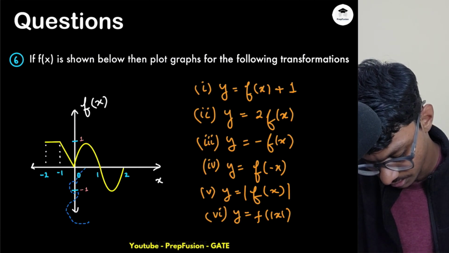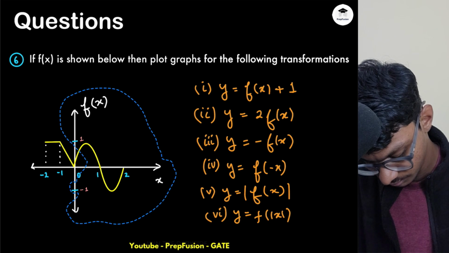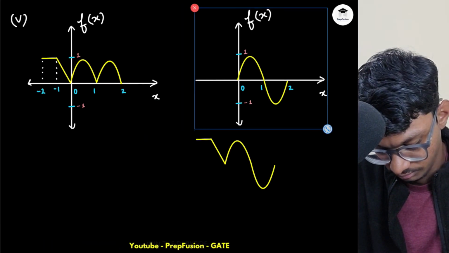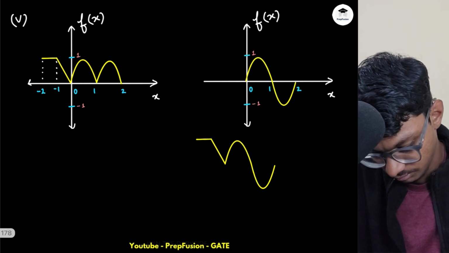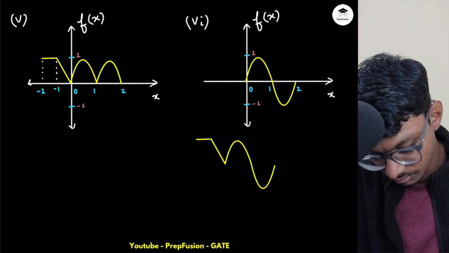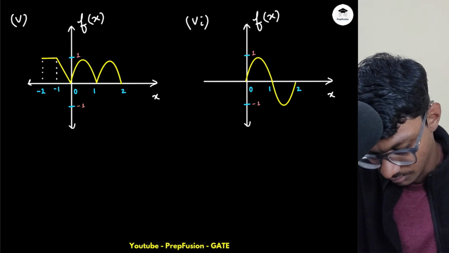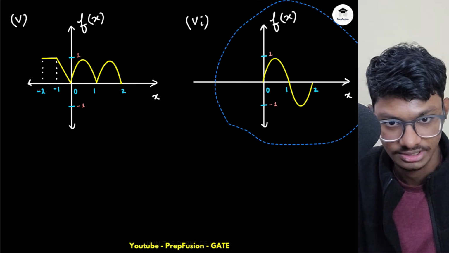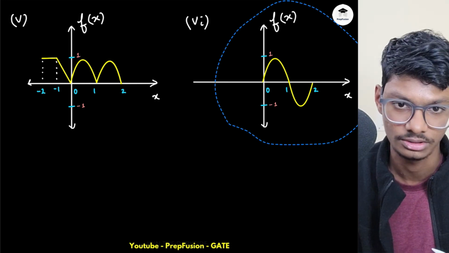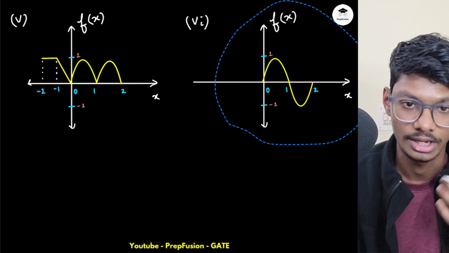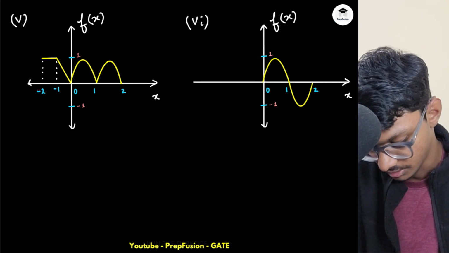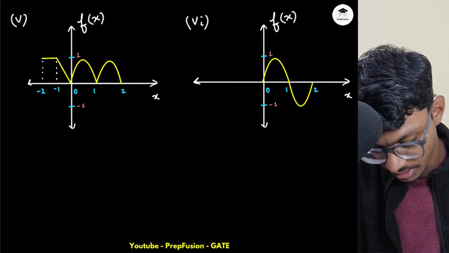Let me copy this. And then obviously it will be symmetrical about the y-axis, right? Because mod of -1 is 1, mod of 1 is 1. Okay, so those two things are same. So that's why it will be symmetrical about the y-axis.